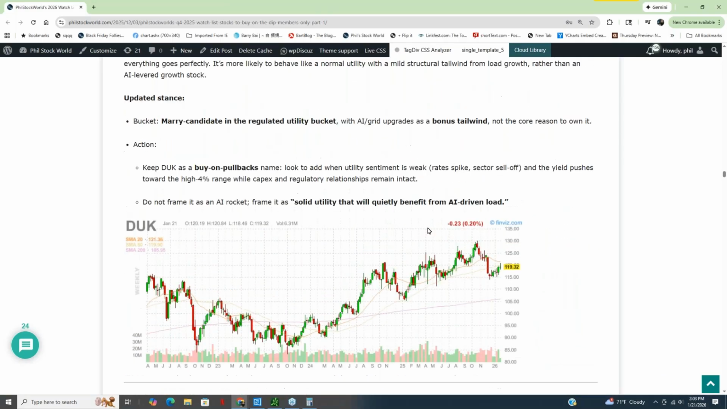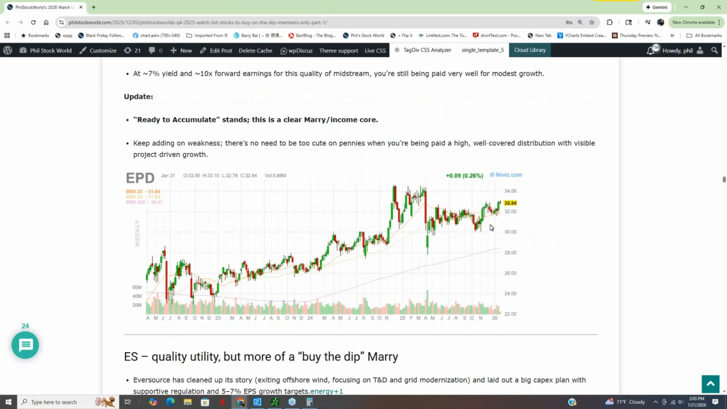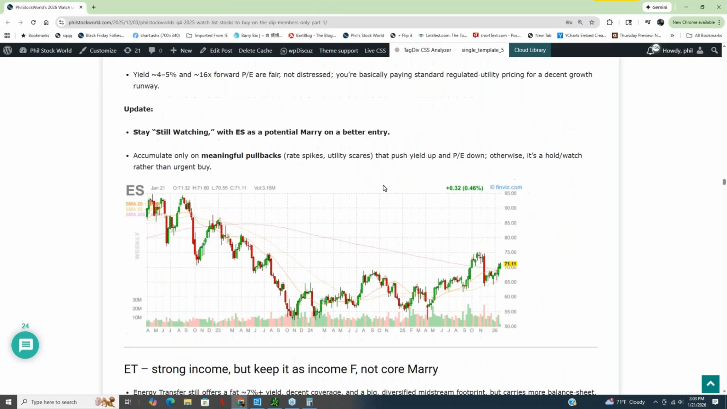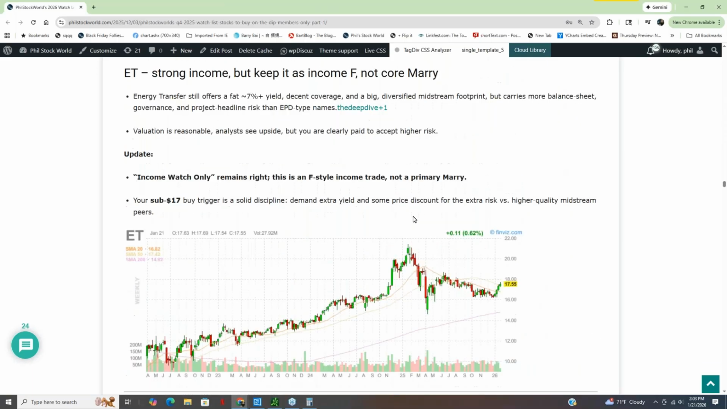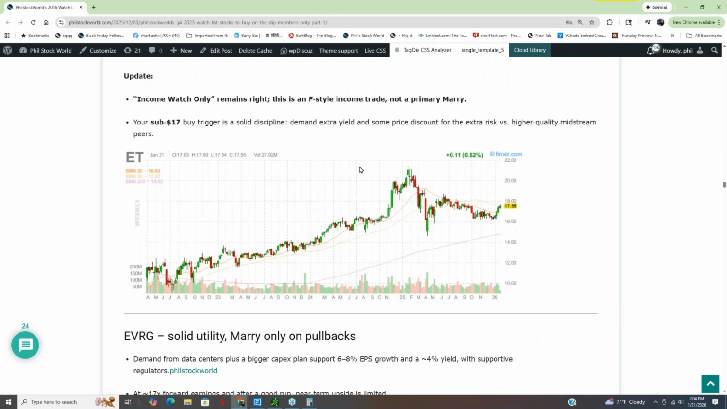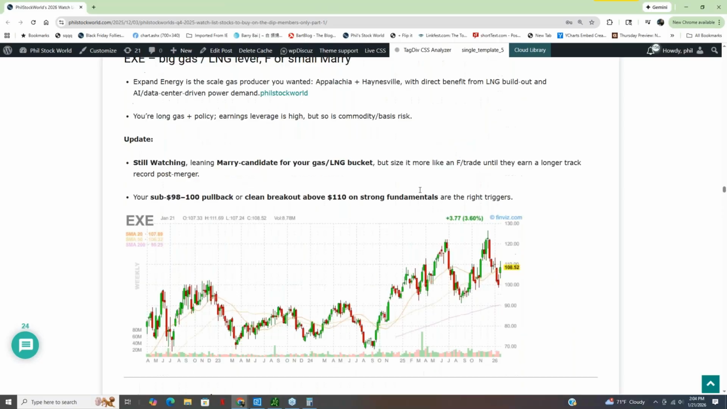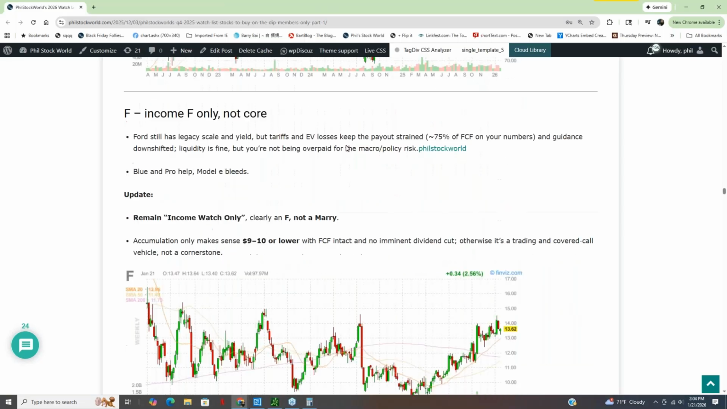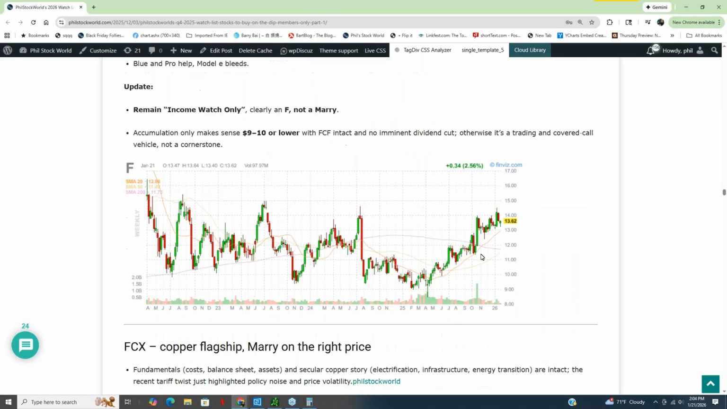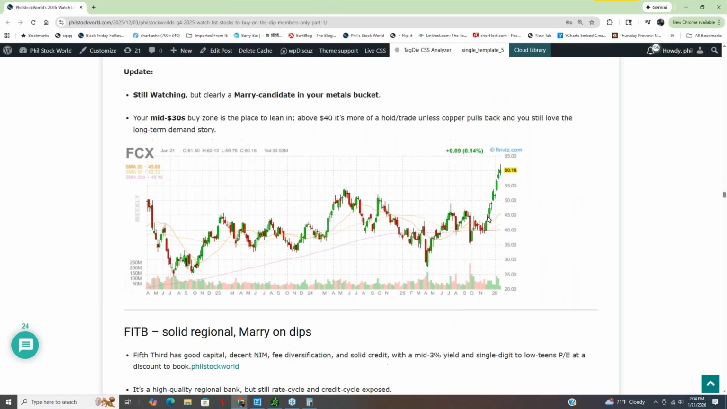Duke is good. They're going nuclear. ENS went flying, so you don't want to chase them. EPD we bought. That's one we picked up. They're going good. ES also jumped up, but you can still probably play it. ET also, everybody took off, huh? EVRG, we're waiting for a pullback that never came. Exelon, another energy play. These guys should do well. Ford, we have Ford, of course. FCX went flying. I mean, really flying.